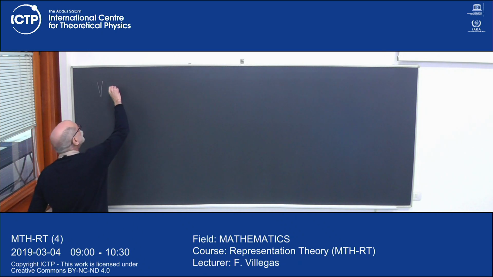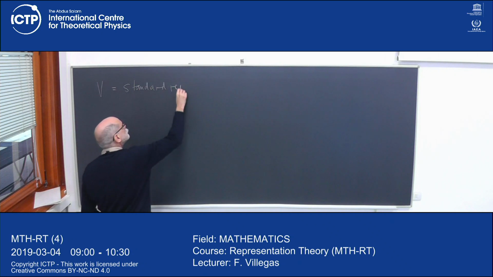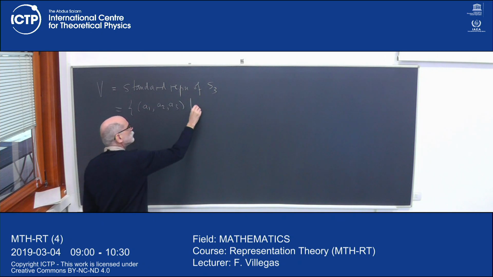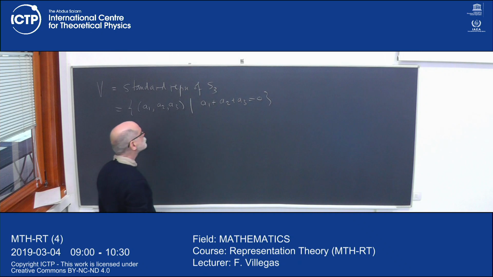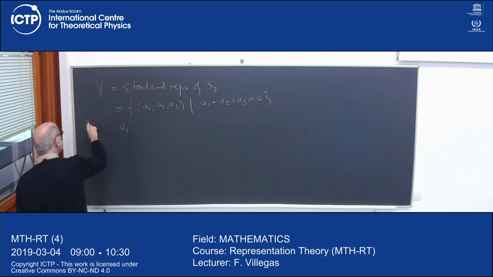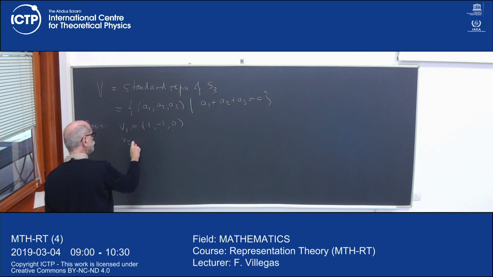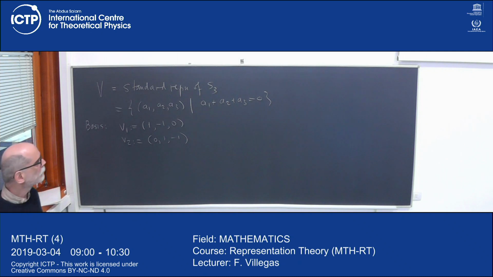So we start with V as the standard representation of S3. We can take this concretely to be the vectors of length 3 whose sum is 0. And we can fix the basis to be these two vectors. Right, so a vector space of dimension 2.